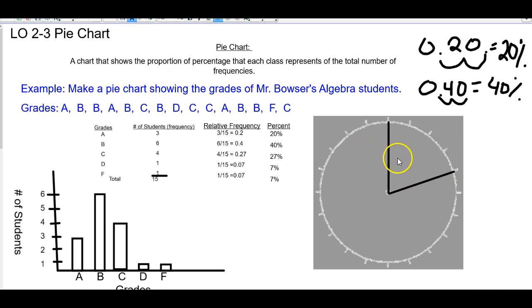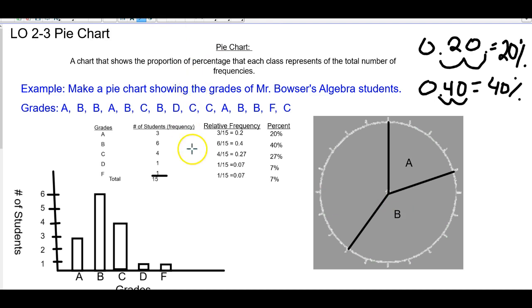And then I'm going to label that. That is going to be A's. Next we have B's, which are 40%. So here's the important thing. I don't start back up here at the 0. This is my new starting point. So we are going to go 40%. 5, 10, 15, 20, 25, 30, 35, 40. So this whole section here is the percent of students that got a B.